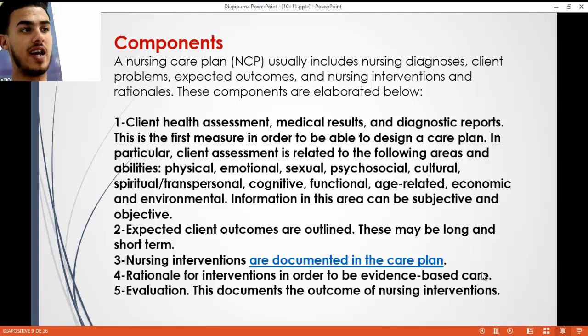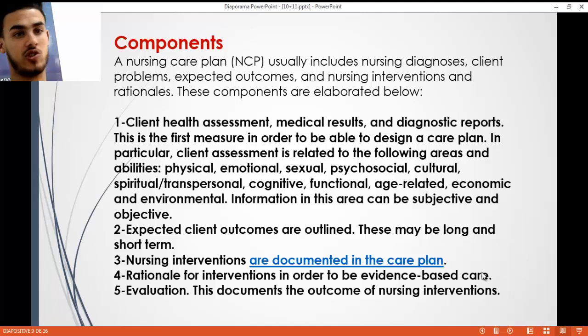In particular, client assessment is related to the following areas and abilities: physical, emotional, sexual, psychological, cultural, spiritual, transpersonal, cognitive, functional, age-related, economic, and environmental. Information in this area can be subjective and objective, so a nursing care plan contains all this information about the client. 2. Expected client outcomes are outlined.